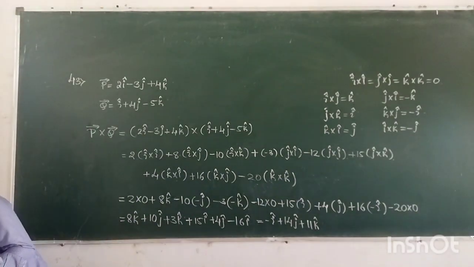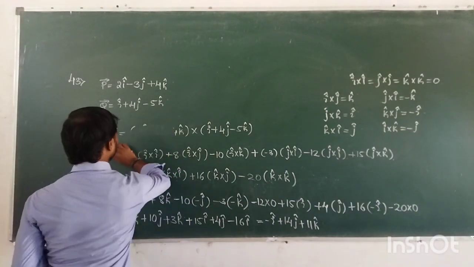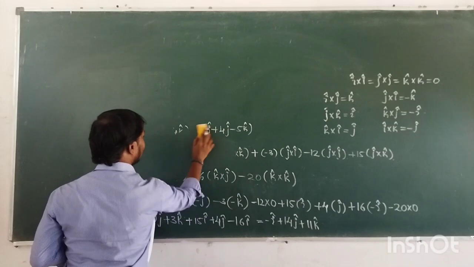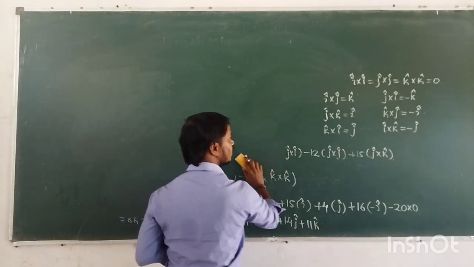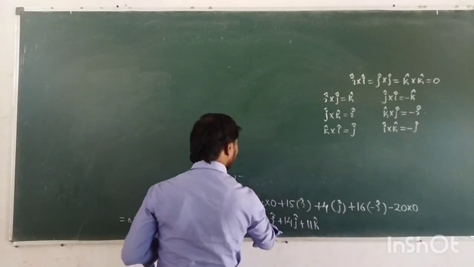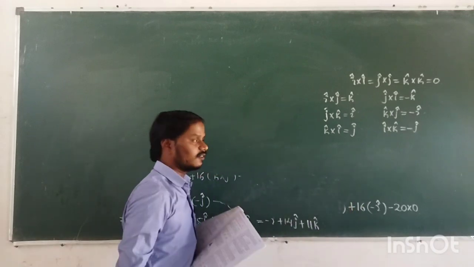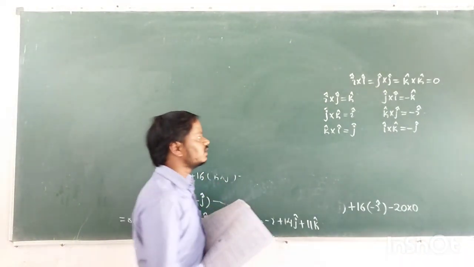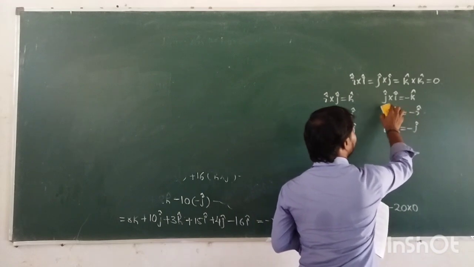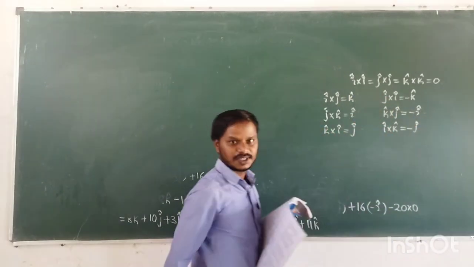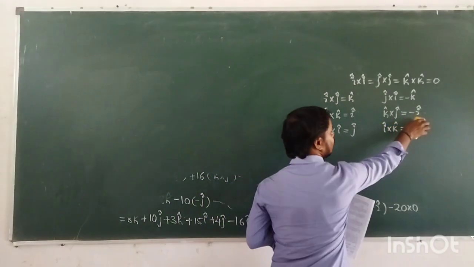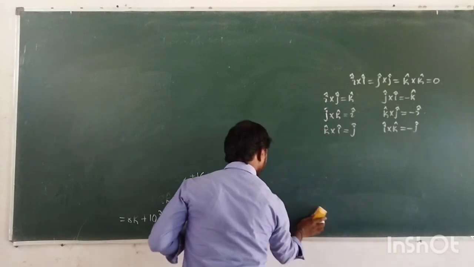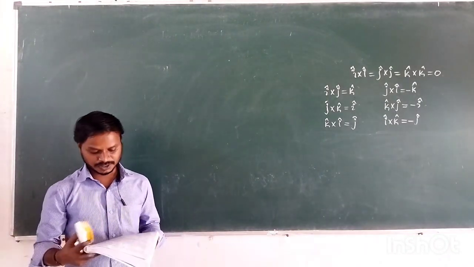So next, let us move to the 44th question. Remember those points: i cross i, j cross j, and k cross k are equal to 0. i cross j means i to j, that is plus k. Then j to k, that is plus i. Then k cross i means k to i, that is plus j. Then j cross i means j to i, that is minus k, the inverse of this one. Similarly, k cross j is minus i, and i cross k is minus j. Let us move to the next question, question number 44.